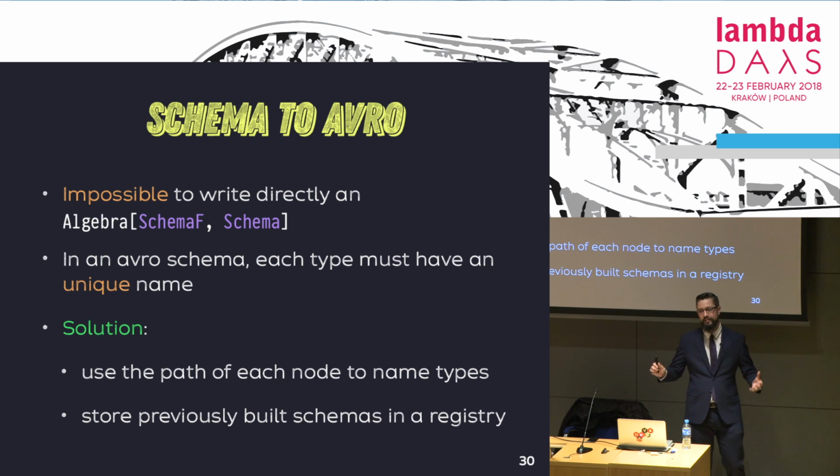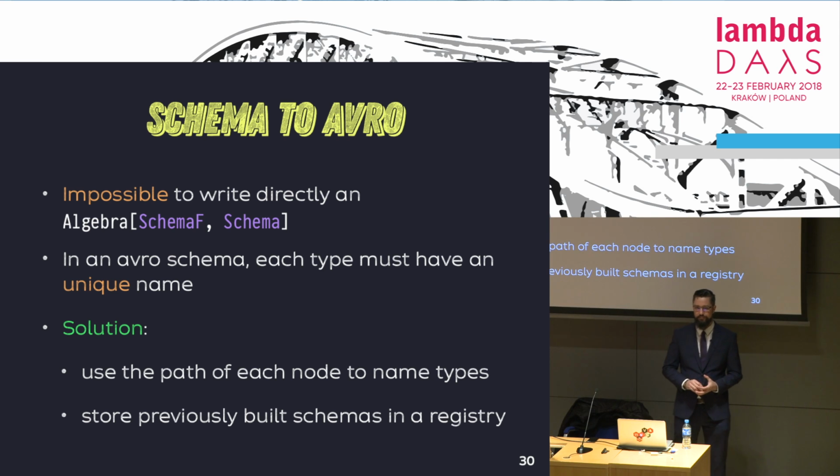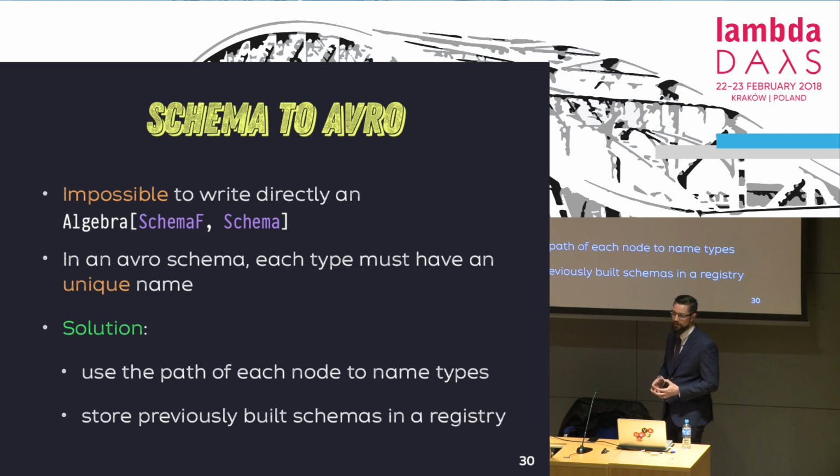So everything isn't as easy as that. For example, with our schema representation, our SchemaF, we cannot directly build an algebra to produce Avro schemas, because the Avro API requires that every schema inside a schema, every subschema, has a single name. And we do not have enough information in our SchemaF ADT to come up with a name for each subschema. So we have to find a solution.